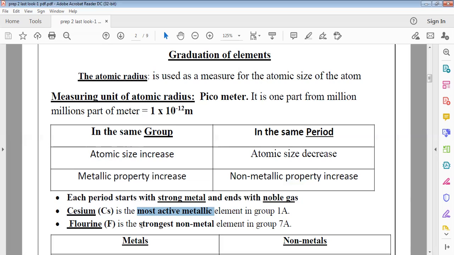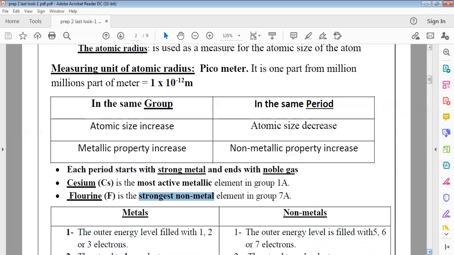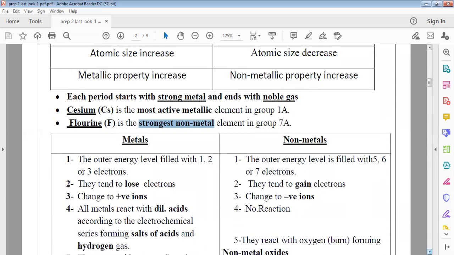Now let's talk about fluorine. When we write its electronic configuration, we find that the outer energy level contains 7 electrons. That means it is in group 7A. What else? We will find that it is the strongest non-metal, because as we said a little while ago, when moving in the same period the non-metallic property increases, and group 7A is right before the noble gases, which are zero group. That means it will indeed be the strongest non-metal. We keep saying metal and non-metal, so let's go make a comparison between metal and non-metal.